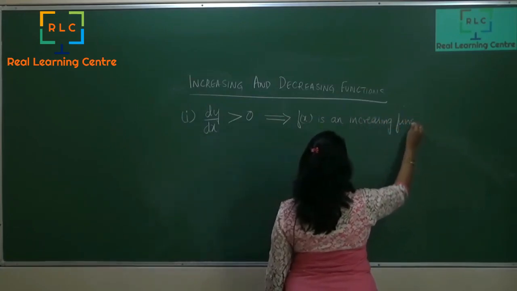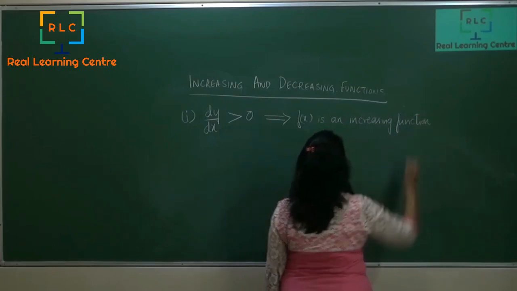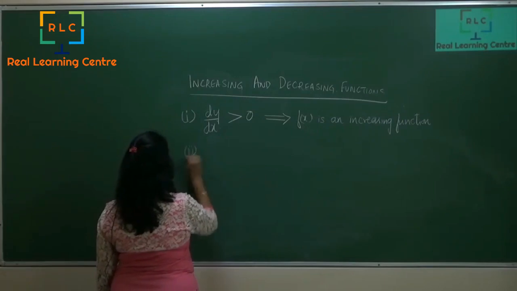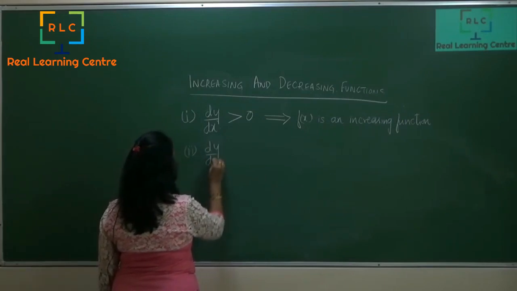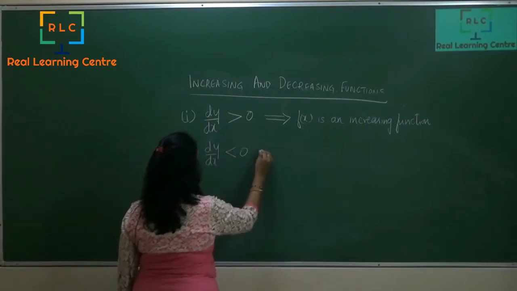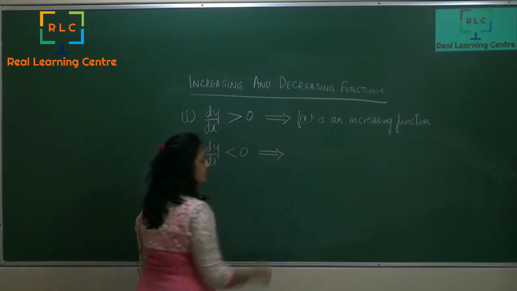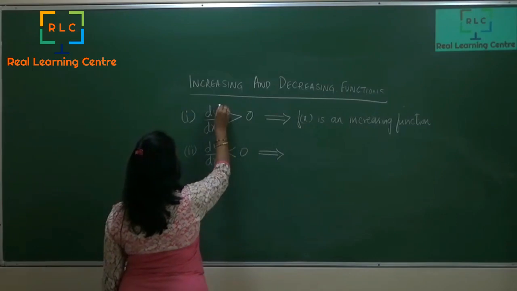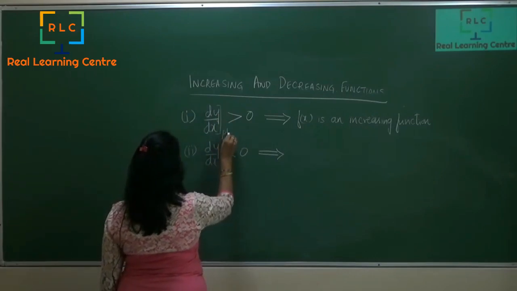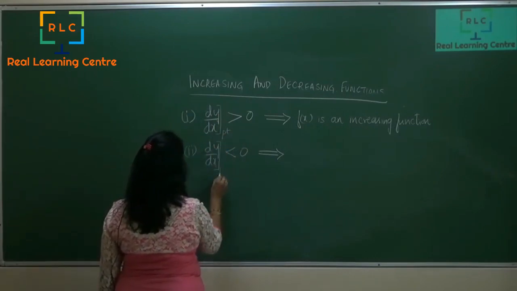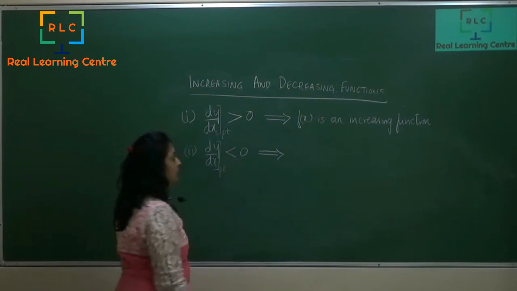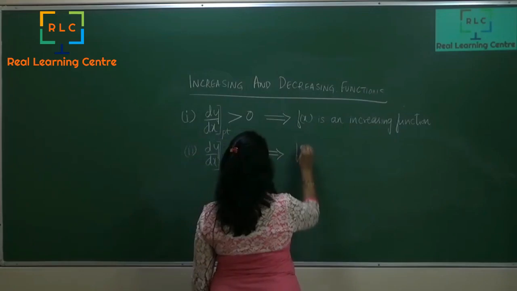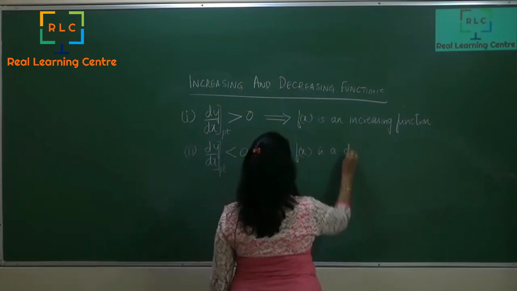And of course it always depends on the interval they have given. Secondly, if dy by dx is less than 0, that is, if it is negative, you will do dy by dx and plug in the point, and if it becomes negative there, then in that particular interval you can say f of x is a decreasing function.